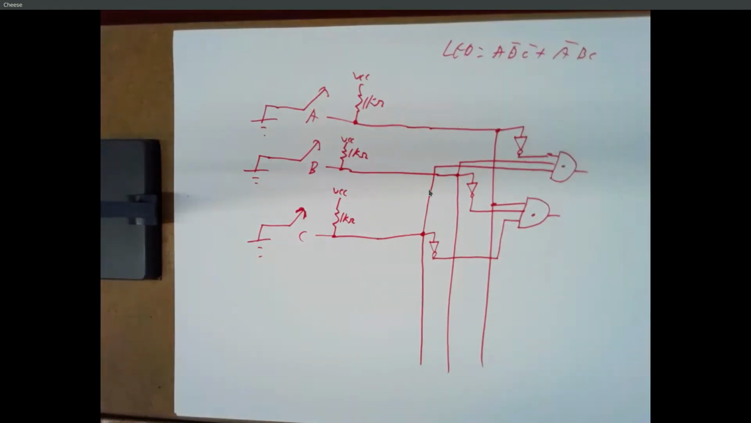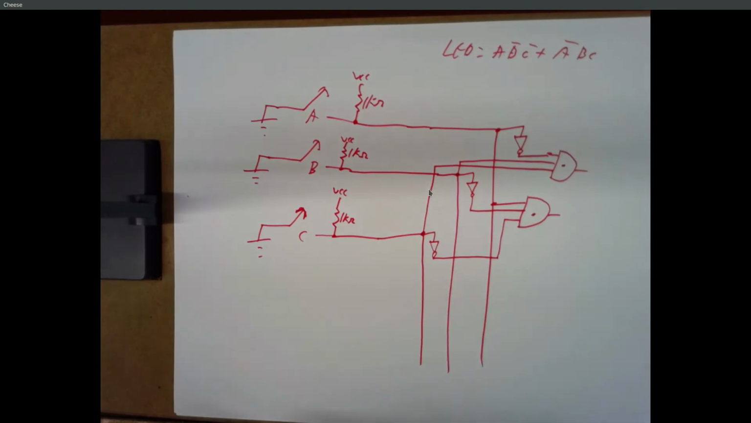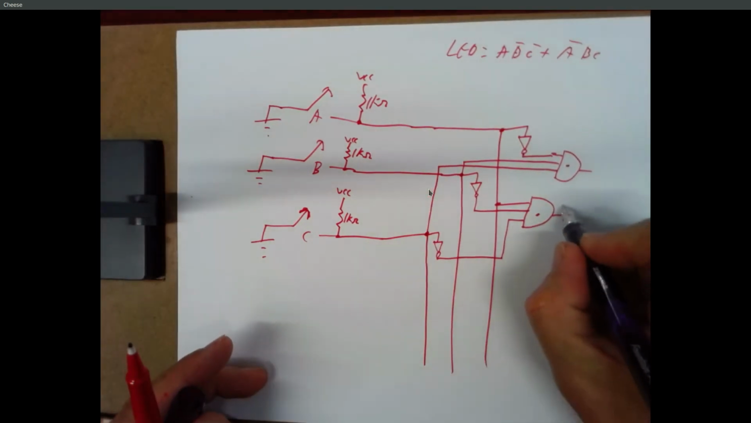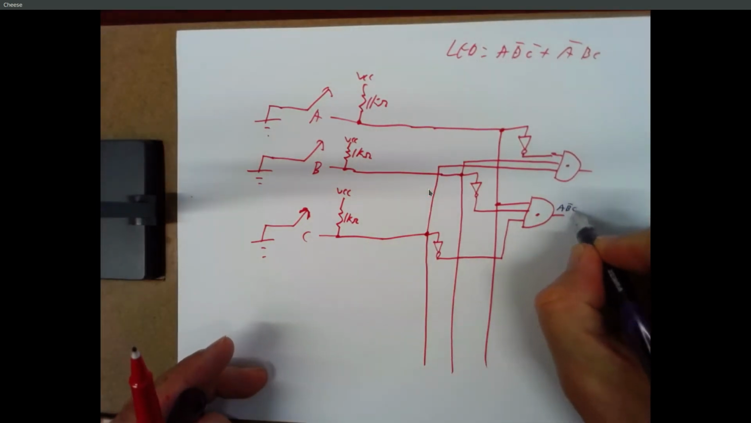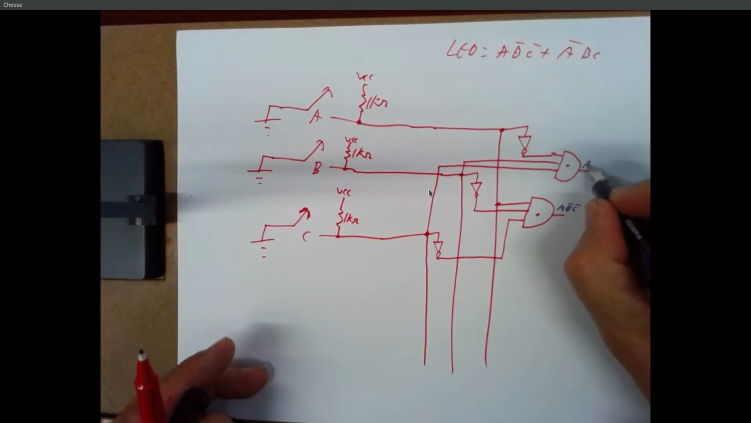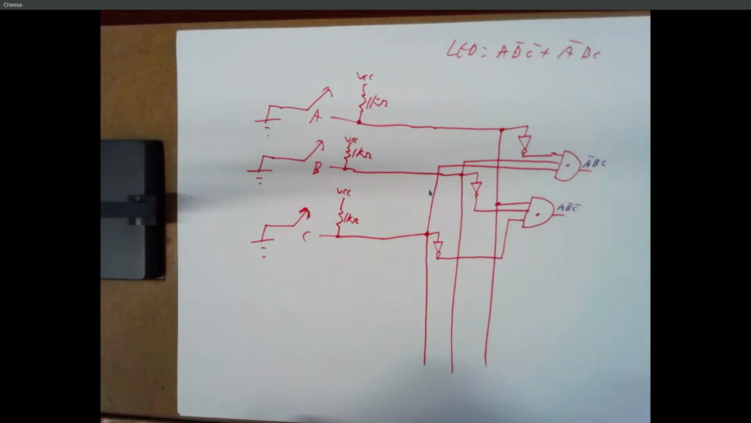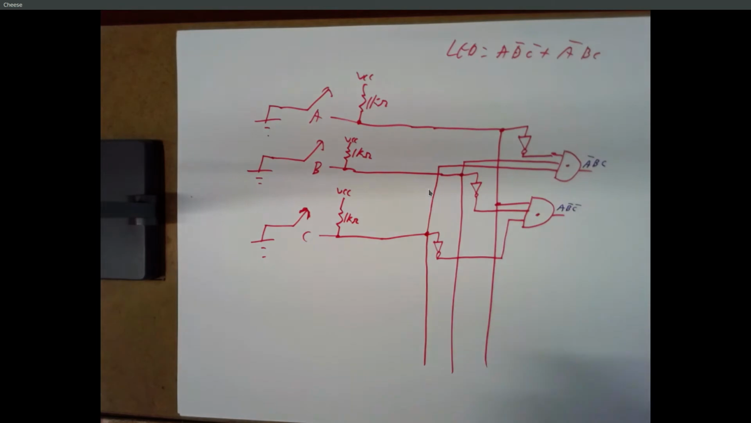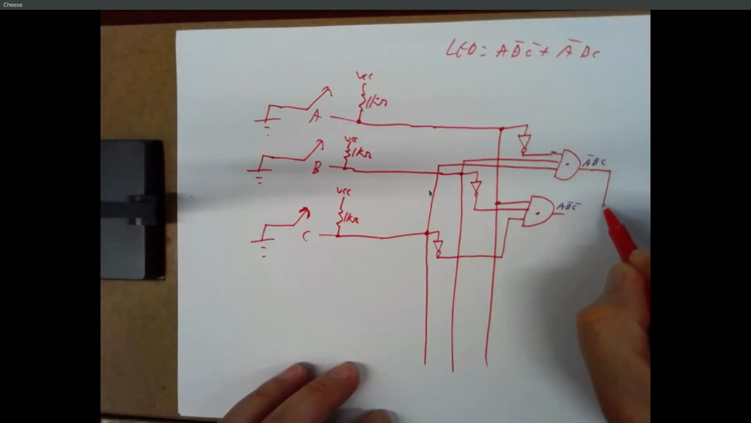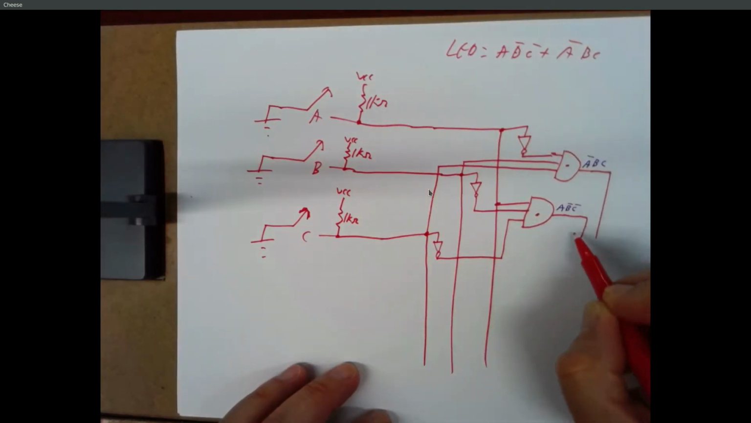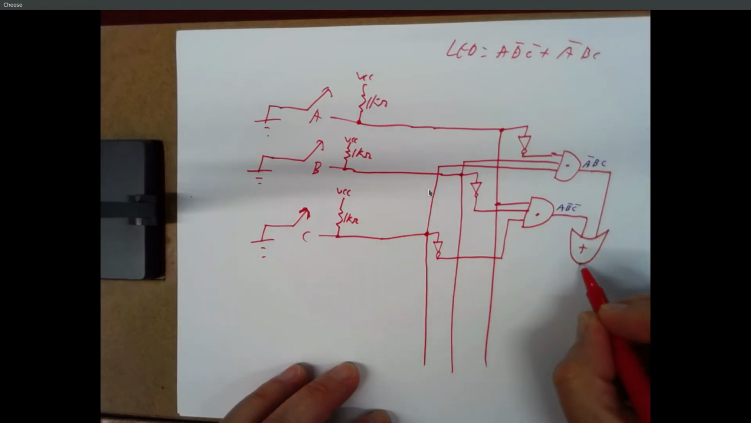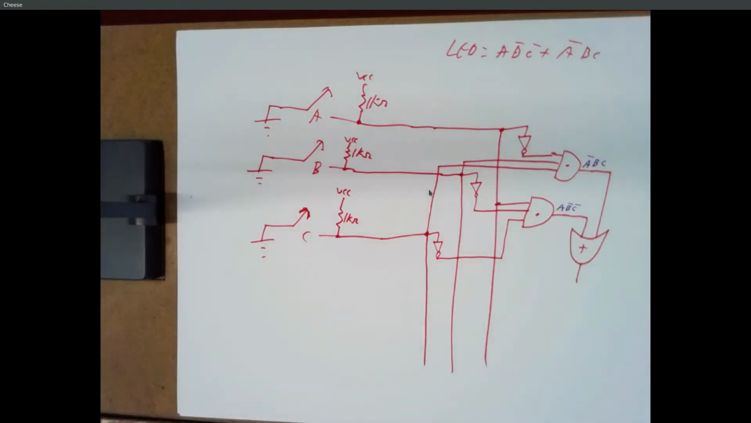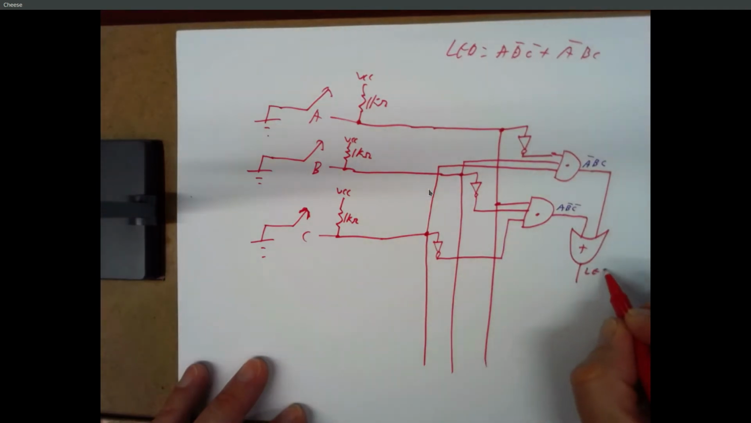And sometimes I'll label these just to help me keep straight what I'm doing. This output here is A, B bar, C bar. This output is A bar, B, C. And I want to OR those together. So I'll put those into a 2 input OR gate, and that output will be my signal, which I'm calling LED.